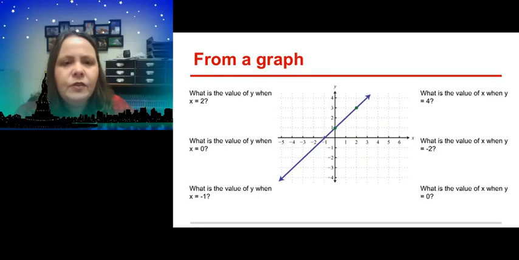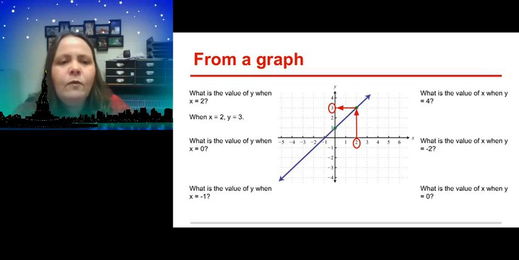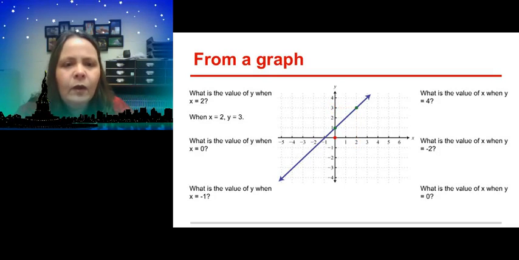So we're going to find 2 on the x-axis, and we're going to go up to our line, and then we're going to go over to the y-axis, and we can see that when x equals 2, y equals 3. All right, what is the value of y when x equals 0? Well, first of all, we have to consider where x equals 0, and x equals 0 at the origin. And then we're going to go straight up our y-axis to the line, and we see that when x equals 0, y equals 1.